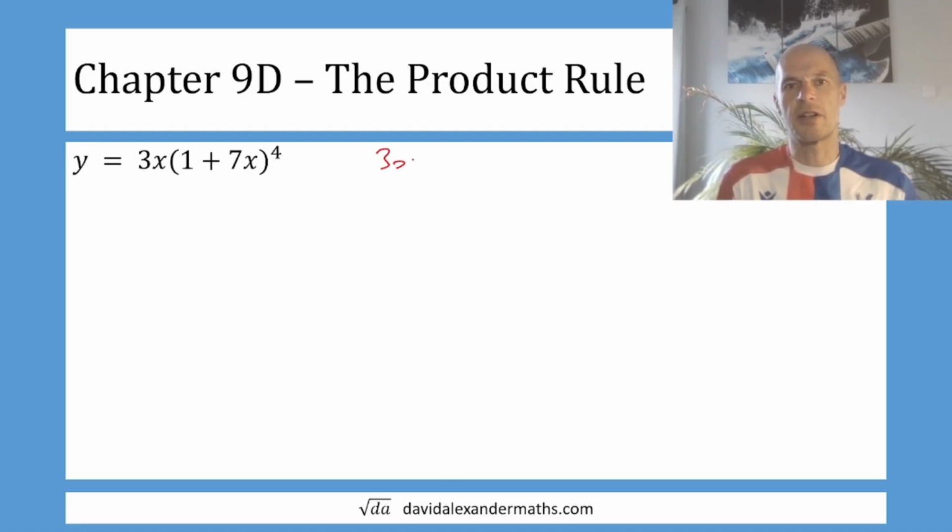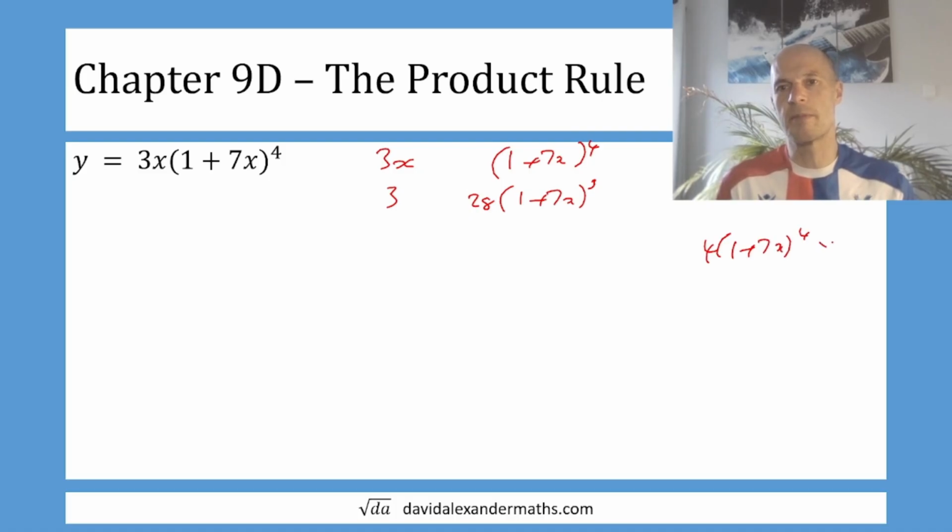Now, I'm going to take the 3x, I'm going to take the 1 plus 7x to the power of 4, and we're going to differentiate them separately. 3x will differentiate to 3, and (1 plus 7x) to the 4 will become 28(1 plus 7x) cubed. If you're struggling on where the 28 is coming from, 4 comes down to the front, so that would have been 4 lots of (1 plus 7x) cubed multiplied by the derivative of 1 plus 7x, which is 7, and 4 times the 7 is that 28.